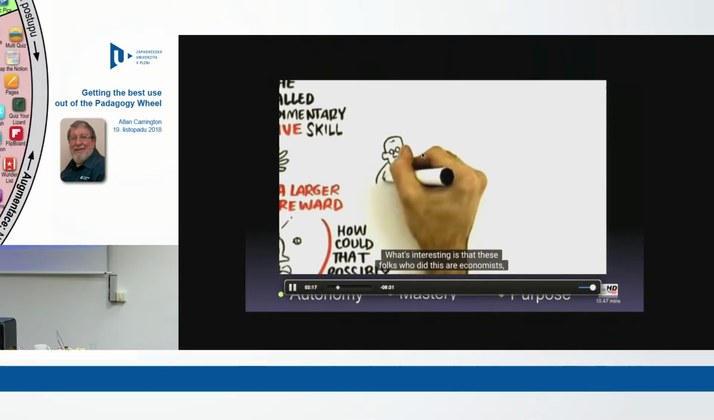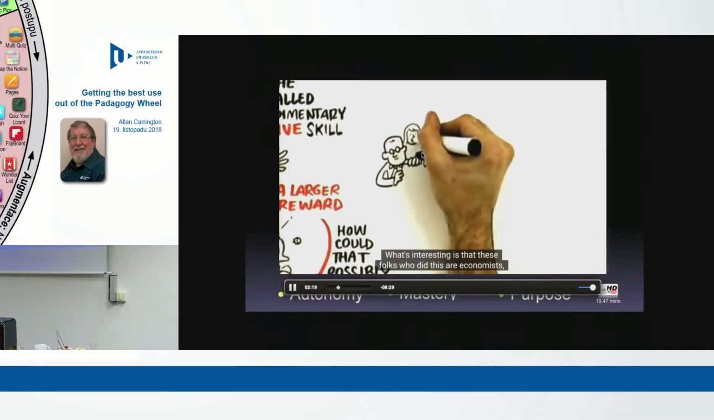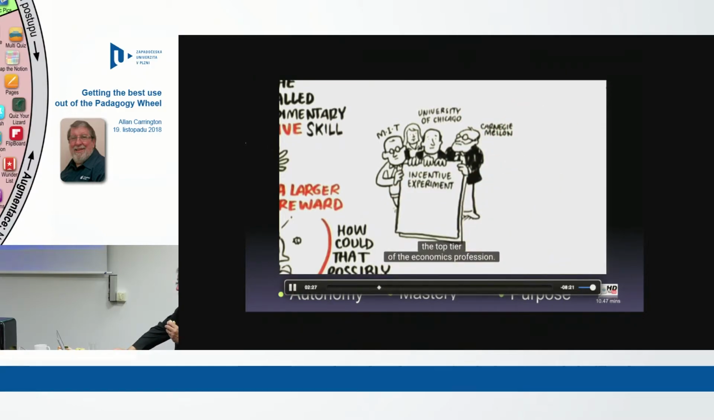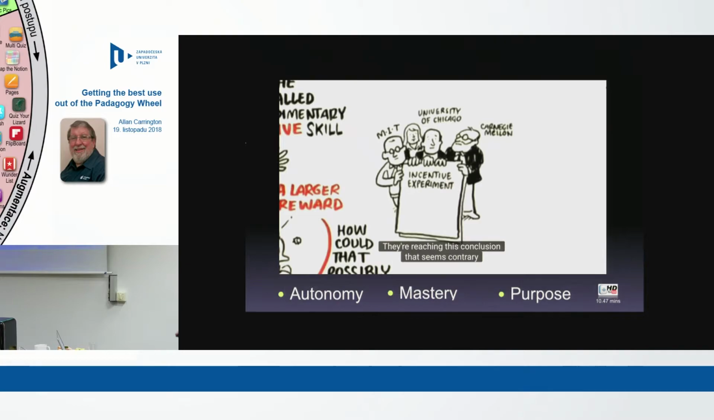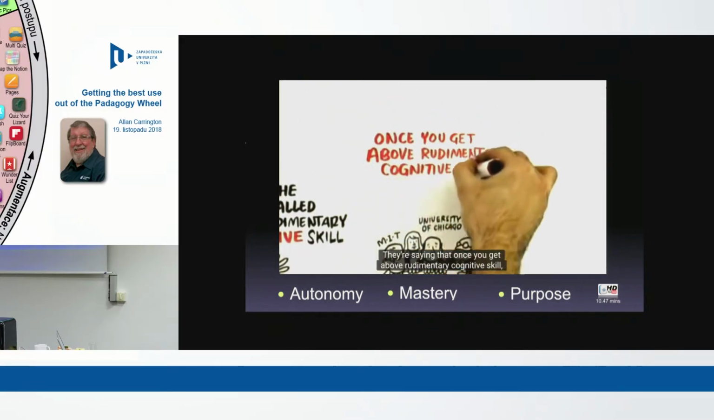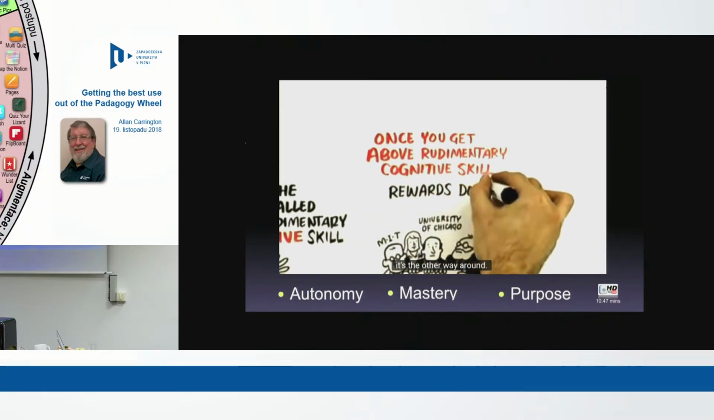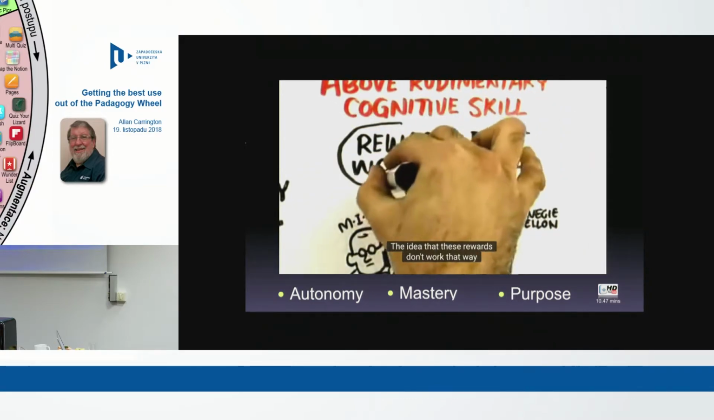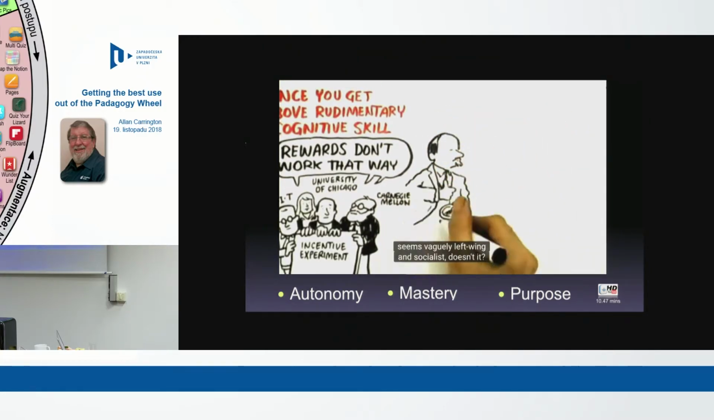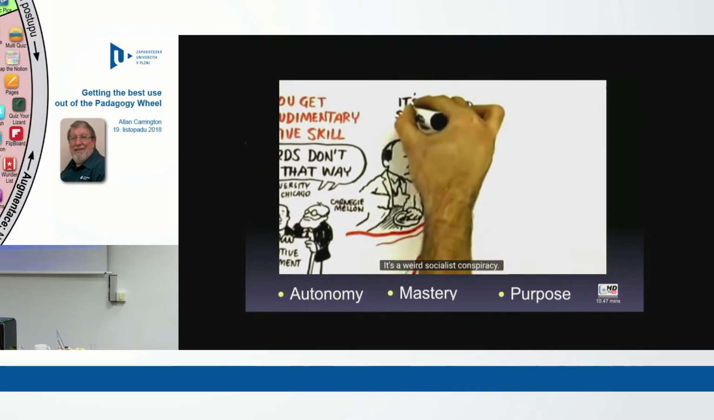Now, what's interesting about this is that these folks who did this are all economists, 2 at MIT, 1 at the University of Chicago, 1 at Carnegie Mellon, okay, the top tier of the economics profession. And they're reaching this conclusion that seems contrary to what a lot of us learned in economics, which is that the higher the reward, the better their performance. And they're saying that once you get above rudimentary cognitive skill, it's the other way around. The idea that these rewards don't work that way seems vaguely left-wing and socialist, doesn't it? It's kind of this weird socialist conspiracy.